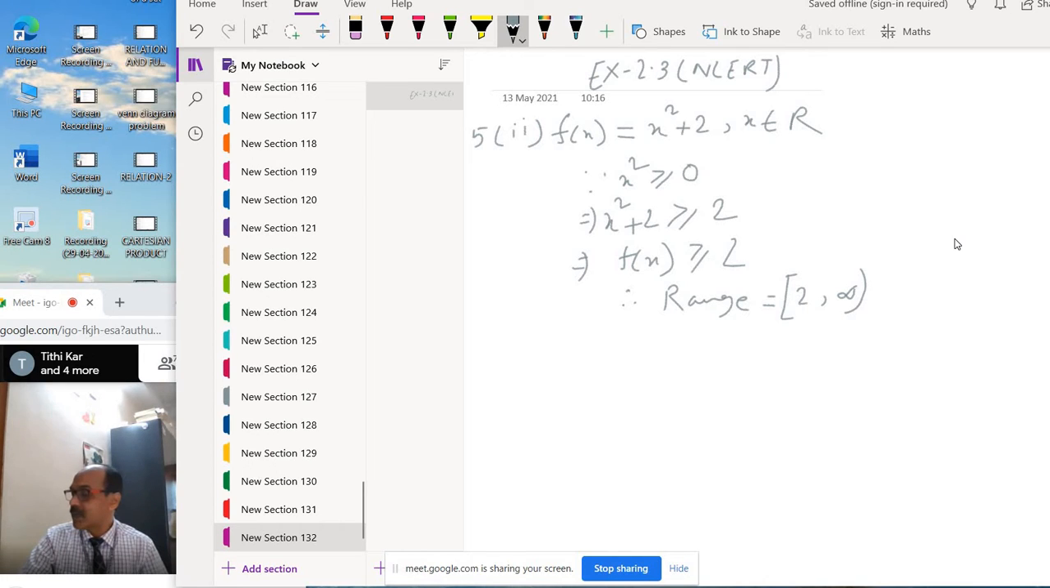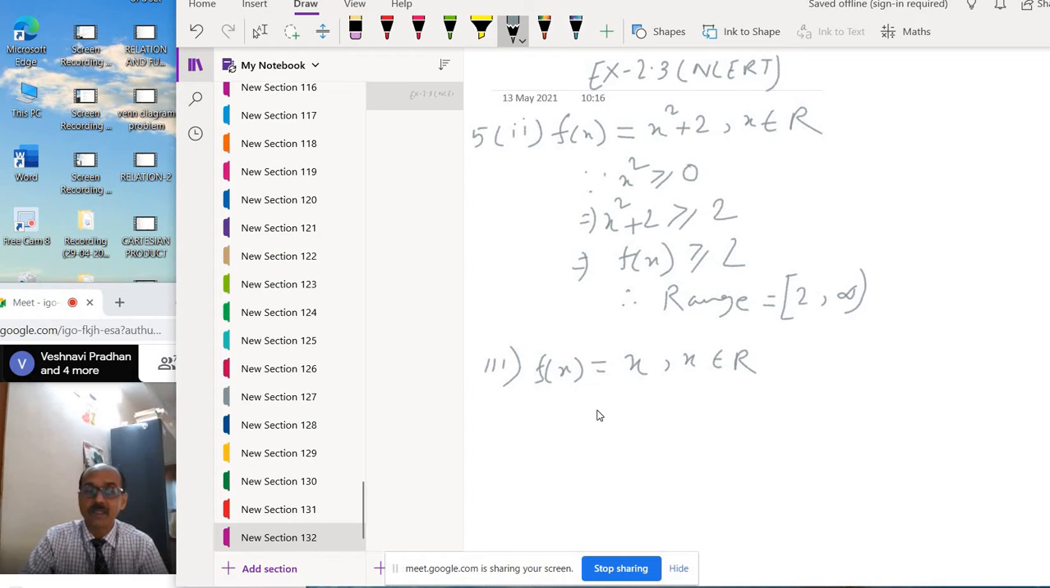Next question is number 3. f(x) equals x, where x is a real number. That means x belongs to R, real numbers. Now you see, f(x) equals x.